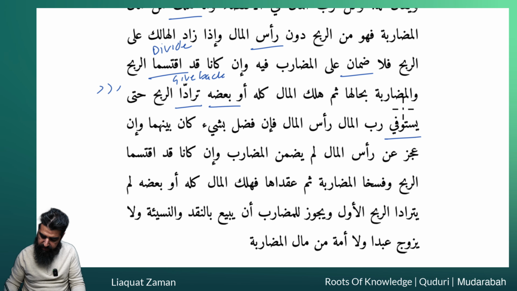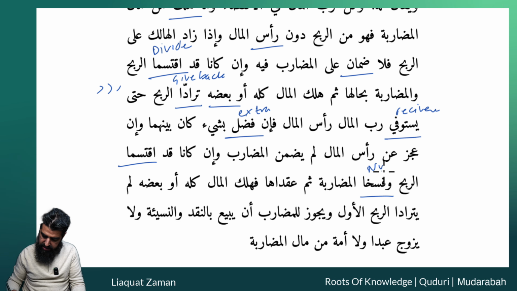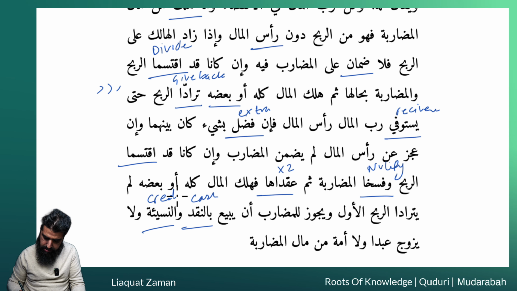Yastawfi is to fulfill, to receive in full. Fadl is excess, extra. And then iqtasama, we've done that. Fasakha is to nullify. Aqada, both make a contract. Dual, okay, times 2. And then naqad, immediate cash. Nasi'a, credit. Okay, yuzawwij, to marry off, etc.